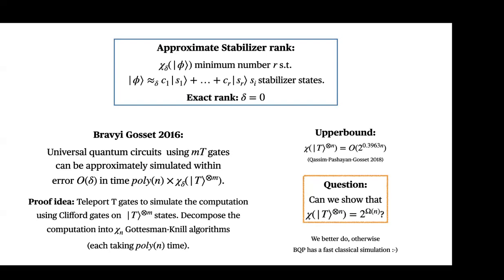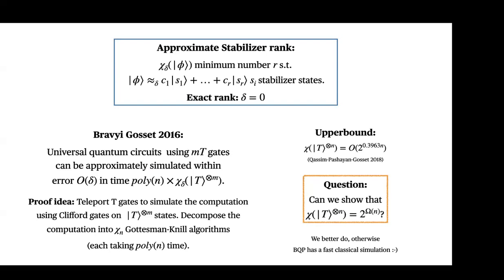We have some upper bounds, for example the latest one I'm aware of is from Qassim, Pashayan and Gosset from 2018, that stabilizer rank is exponentially large. So you would expect it to be exponentially large. Otherwise, you could simulate arbitrary quantum computations in polynomial time, if, for example, it were bounded by some polynomial. So this talk is about the lower bound.